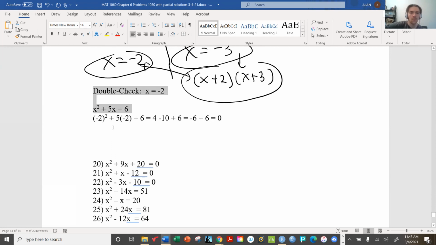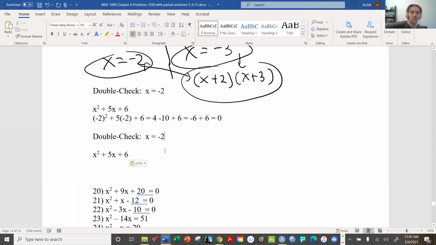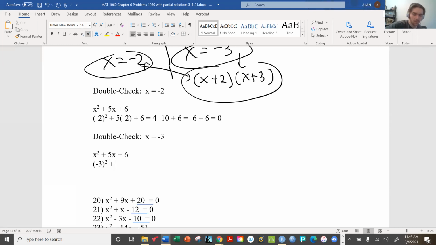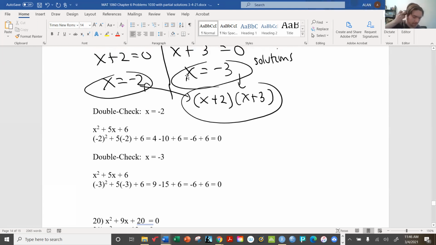Now let's try -3. Is that going to work? Well, let's find out. -3 squared plus 5 times -3 plus 6 equals 9 minus 15 plus 6. Oh my God, it does work too. Yes. So basically, we just proved that we were correct. These are in fact the solutions, and these are therefore the factors.